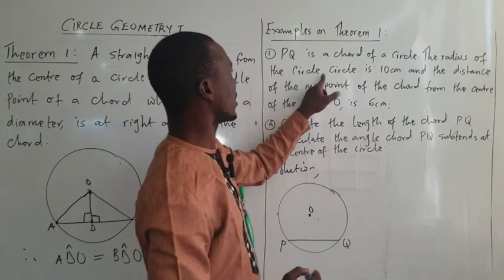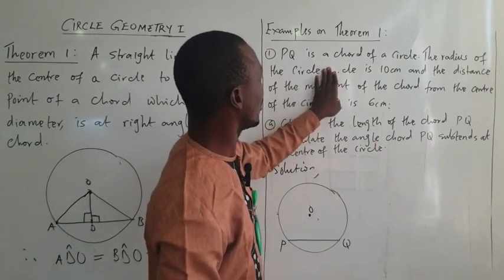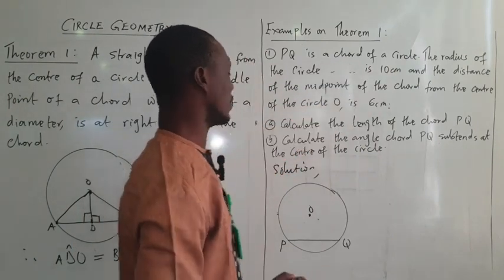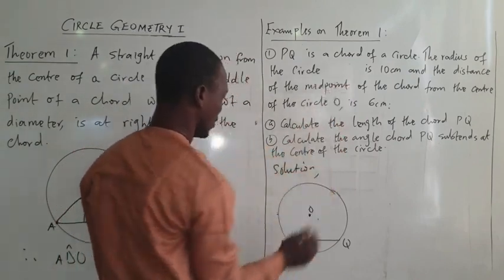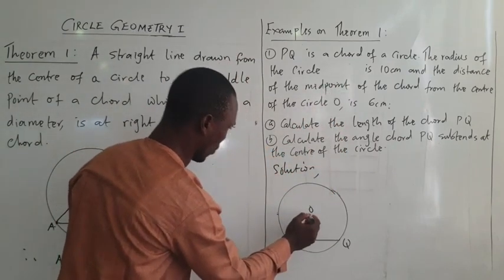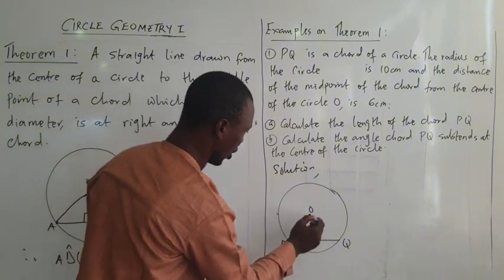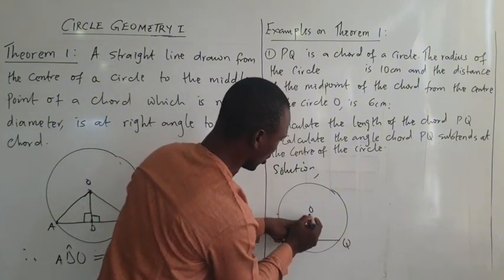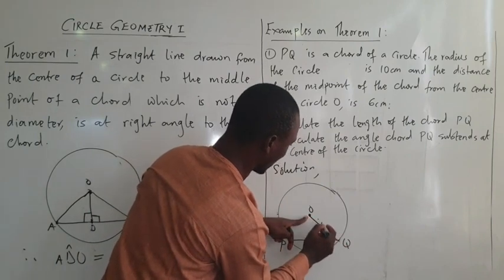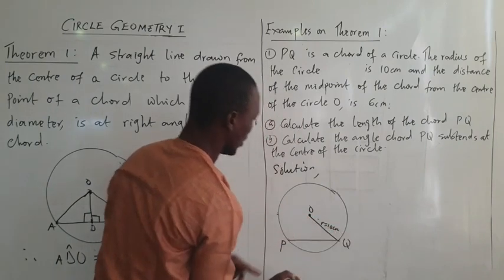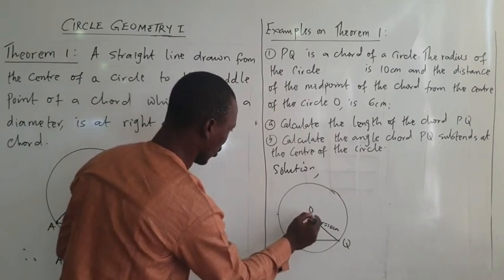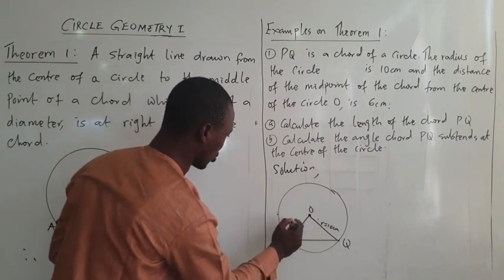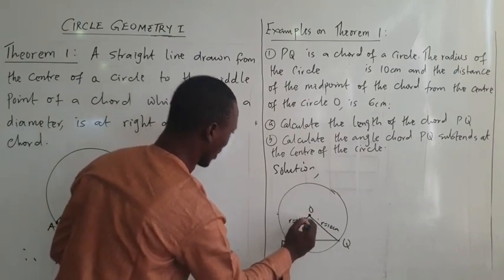The radius of the circle is 10 centimeters. So the radius from the center of the circle to point P is a radius. Then from the center, which is point O, to point Q is also a radius. So we now have 10 centimeters for the radius along OQ, then OP is also a radius, which is also 10 centimeters.